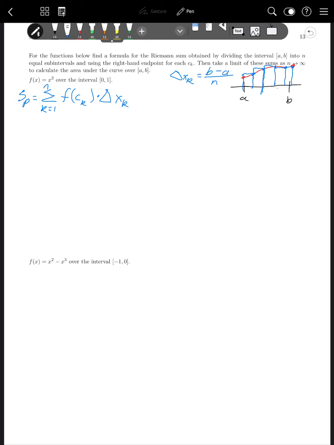Then our c_k's, each one of these right-hand endpoints is simply going to be a plus the width, right? We start at a plus the number of widths we're on. So the first subinterval, we would add 1 width, right? k would be 1. Then the second subinterval, we add 2. Then we'd have to add 3, right? That's the third subinterval to get wherever this value is, right here. And that's the idea. So c_k is going to be a plus k times (b minus a) over n.